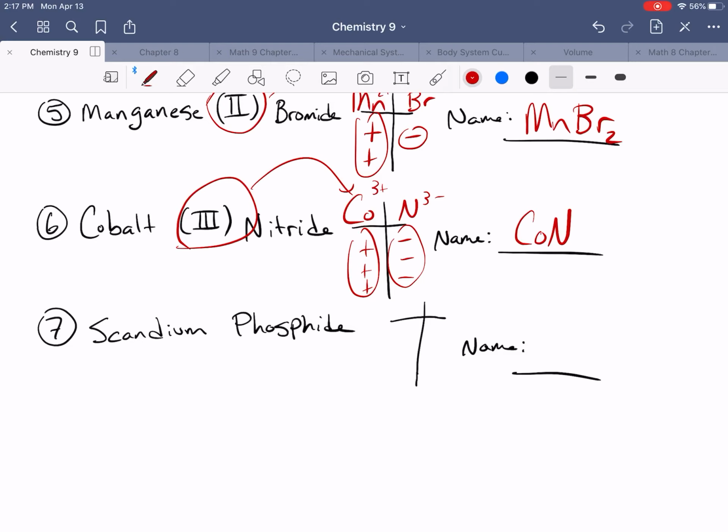Scandium. Scandium is Sc. And if I notice, it just has 1 form. It's just 3 plus. So you don't have to do any Roman numeral work there. Phosphide. When I go to phosphorus, I notice that it's 3 minus. And guess what? That's also balanced. So you just write the 2 letters together and you're finished.